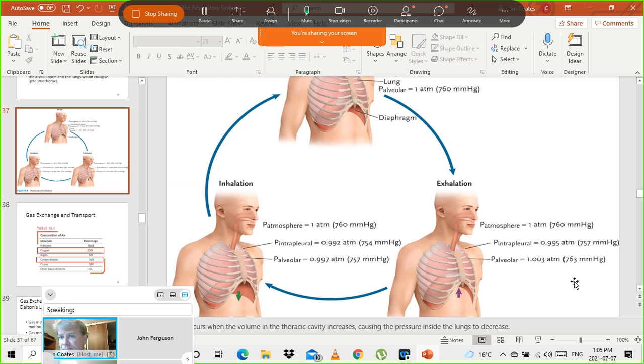Exhalation here, you'll see atmospheric pressure 760. You'll see your interpleural pressure really doesn't change that much. It's the alveolar pressure, and have a look there. It's now just a little bit bigger than atmospheric pressure. Blows out. Neat little slide.